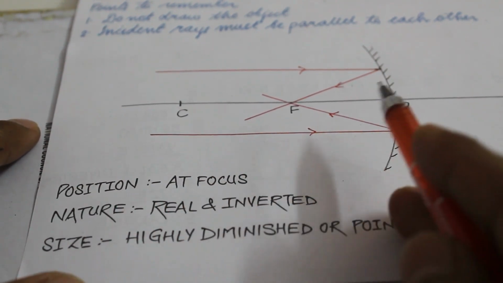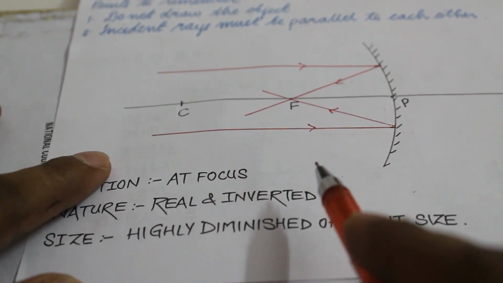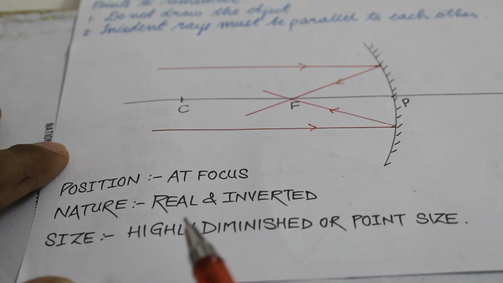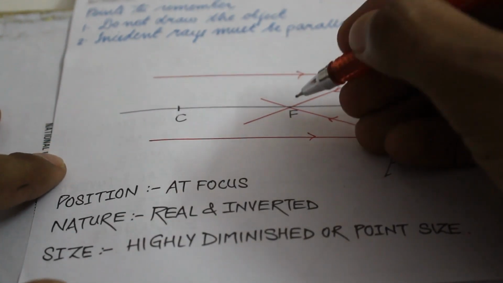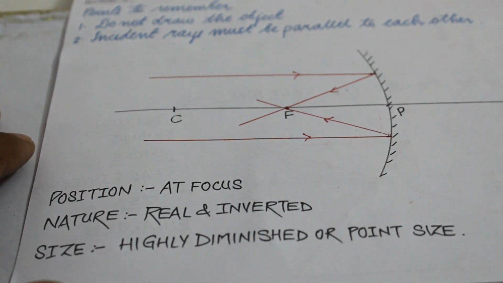Nature of image: as the reflected rays are actually meeting at a point, it will be real and inverted. And the size of the image will be highly diminished or point size. As you can see, only a small point is formed over here. So the size of the image will be highly diminished or point size.